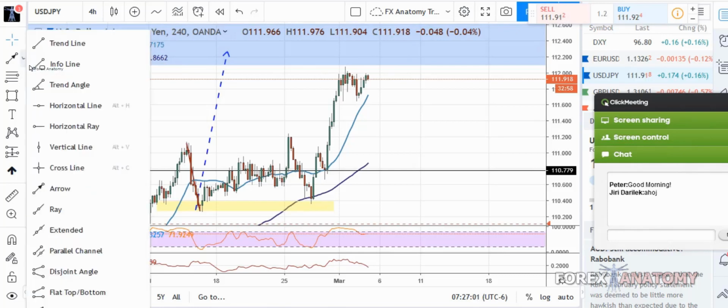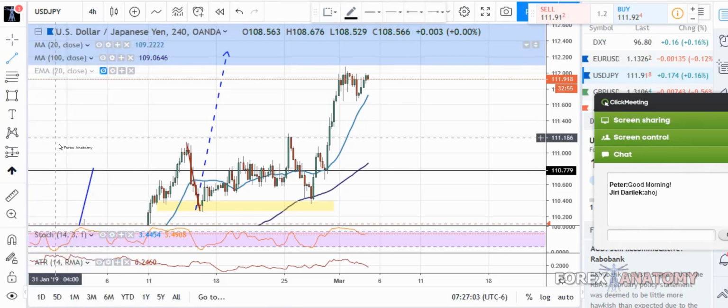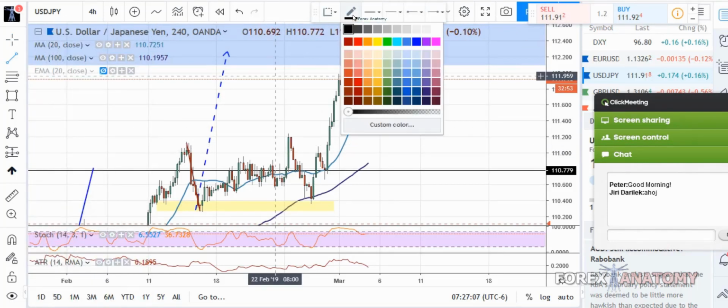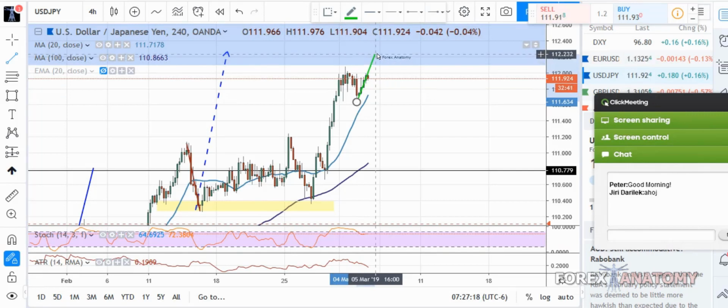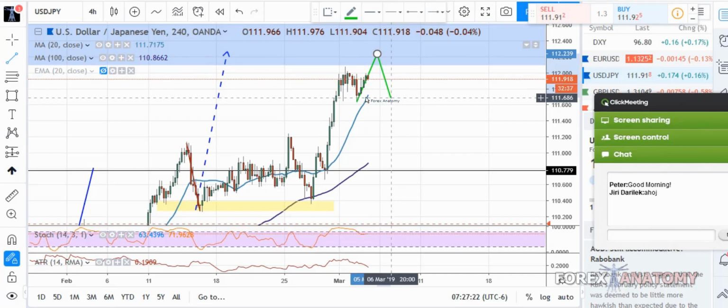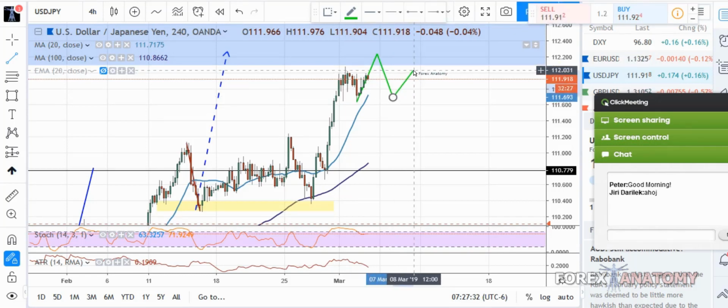This is what I think we could potentially see on this pair. Let me just change the color. So then I think we may see something like this, where price pushes higher and pushes into this zone. And then we see price correct lower to retest this level right here. This is structure support on the 4-hour. And then we may see another push higher into this area, and then the fall lower right here.